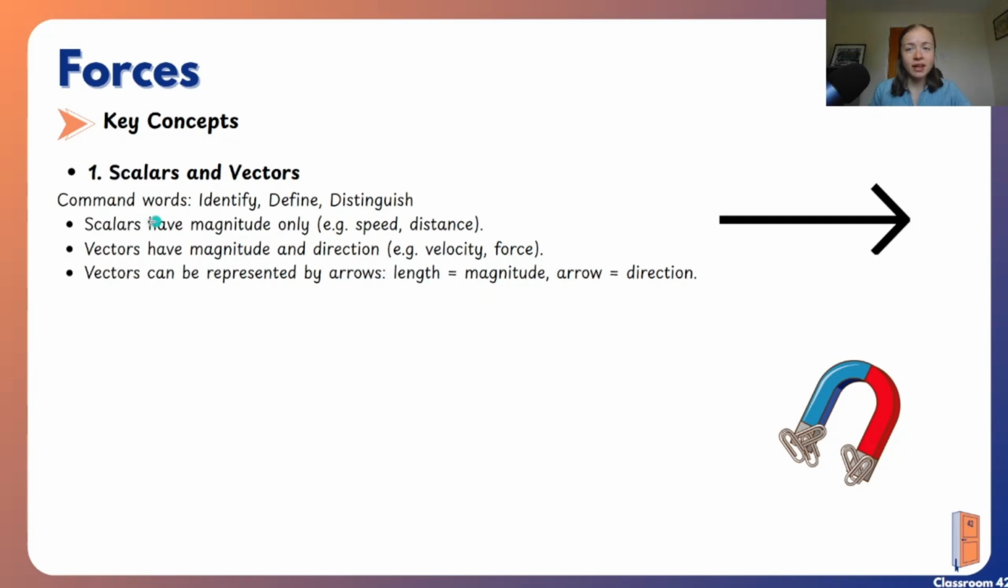And for each of these topics, I'm going to list the command words above, and what you'll be able to do is download this slideshow as a PDF. As you go through each of these in your final stages of revision, I want you to go through each of the topics, look at the command words, and think, how can I talk about this topic using those command words? So how can I identify scalars and vectors? How can I define scalars and vectors? And how can I distinguish between them?